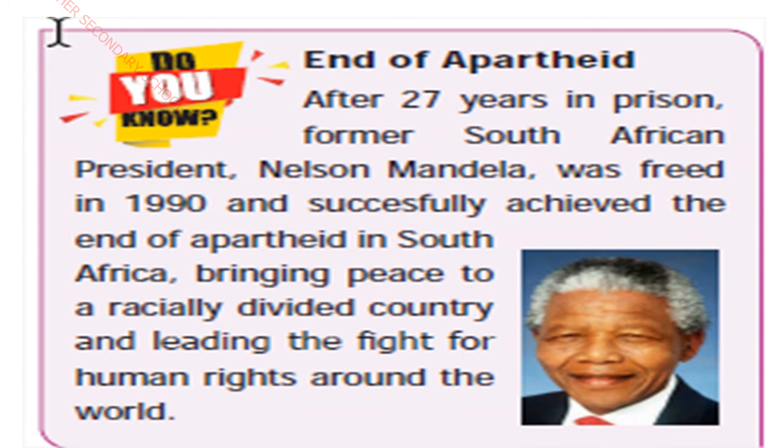A person named Nelson Mandela got back the rights of the South Africans. His full name is Nelson Rolihlahla Mandela, a South African anti-apartheid revolutionary, political leader and philanthropist who served as president of South Africa from 1994 to 1999. He was the country's first black head of state, and the first elected in a fully representative democratic election. After 27 years in prison, the former South African president Nelson Mandela was freed in 1990 and successfully achieved the end of apartheid.